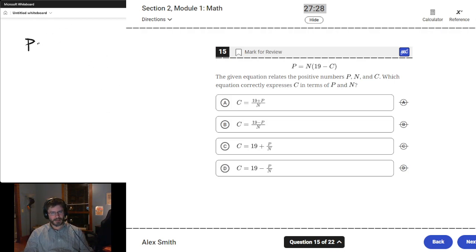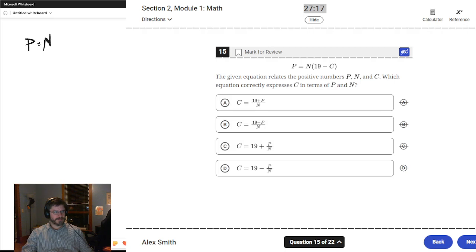So we got P equals N. I noticed that I don't actually have to stack my things. You guys see what I'm doing no matter what my screen arrangement is. I'm going to make this a little bit more comfortable for me.